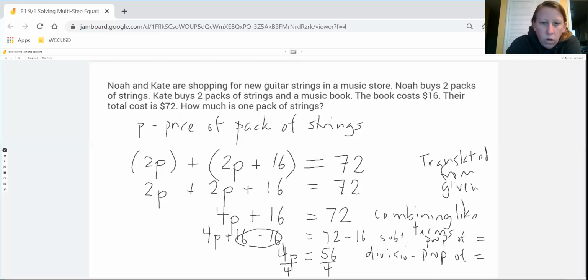Okay, that makes a 1. So we can use our identity property. We have to do 56 divided by 4. And I kind of ran out of room. I'm going to go over here today. So I have 1p is equal to 14, and p is equal to 14.